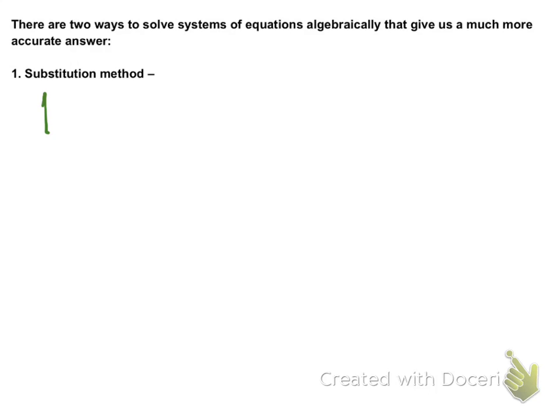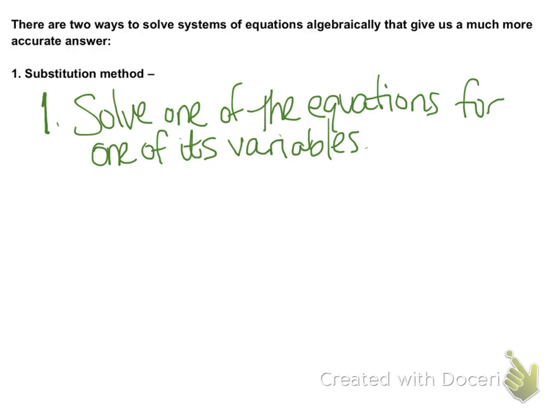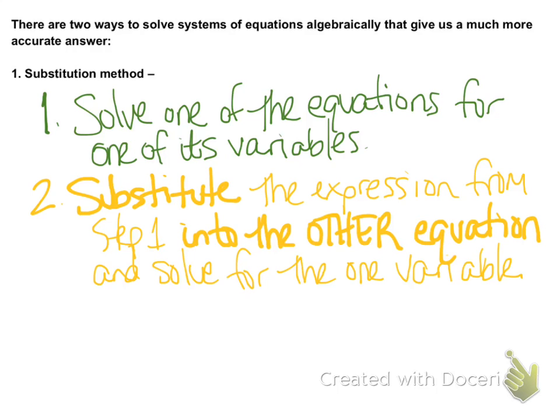One of the ways that we can do that is using the substitution method. The first step in the substitution method is to solve one of the equations for one of its variables. Typically your equations are going to be in x and y, so you would have to solve one of them for either x or y.